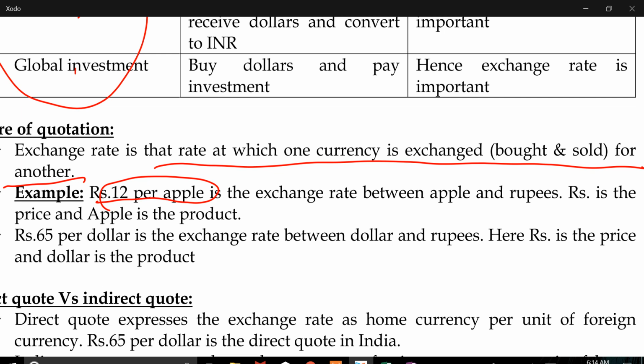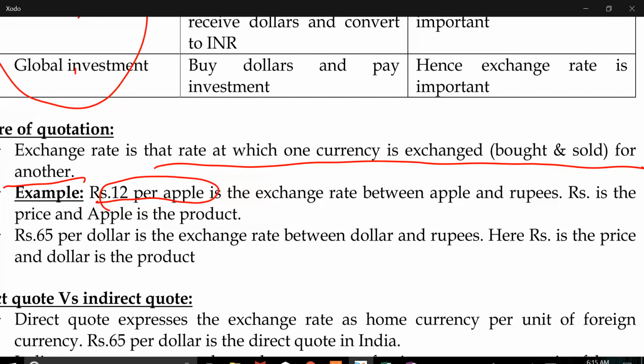Rupees is the price and apple is the product. That's what you have been used to listening. You just go to the market and ask what is the price of this product. So whatever he will say, rupees 12 per apple, rupees is the price, apple is the product.